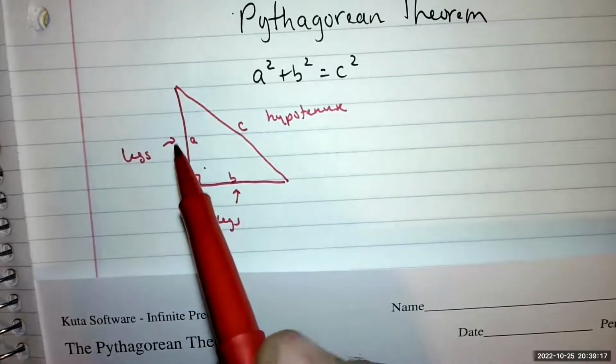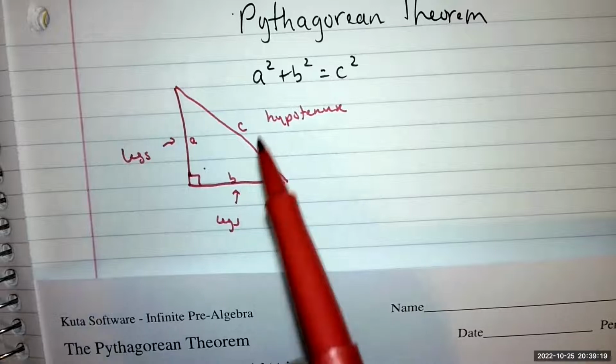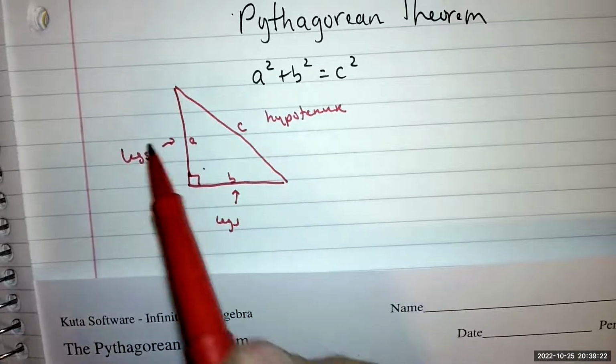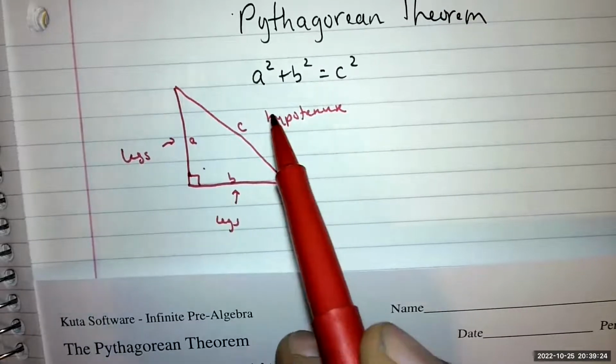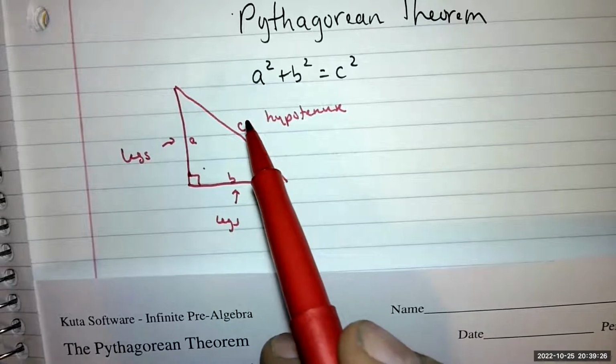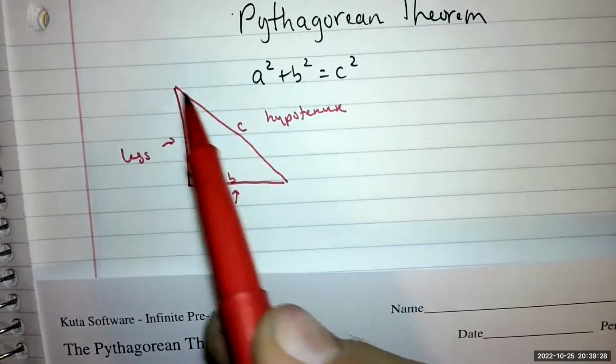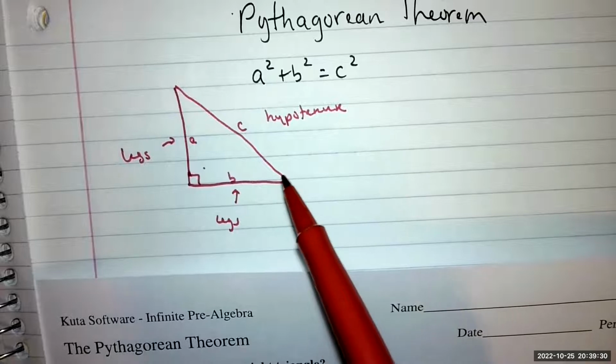Now, understand this, we're not taking a plus b and getting the c answer. It doesn't work that way. It's a squared plus b squared equals c squared. And then to find c, you would have to take the square root of it to find the length of it. And that's what we're going to do.